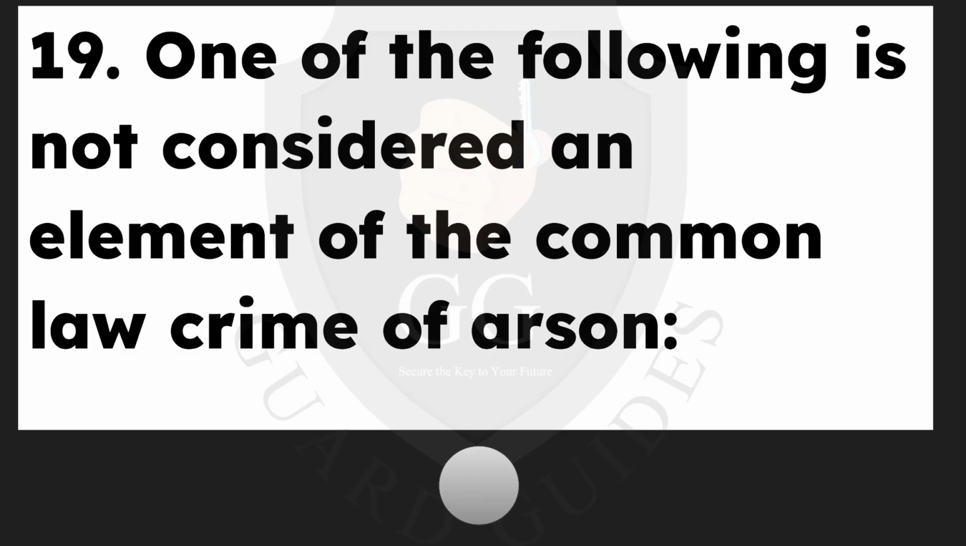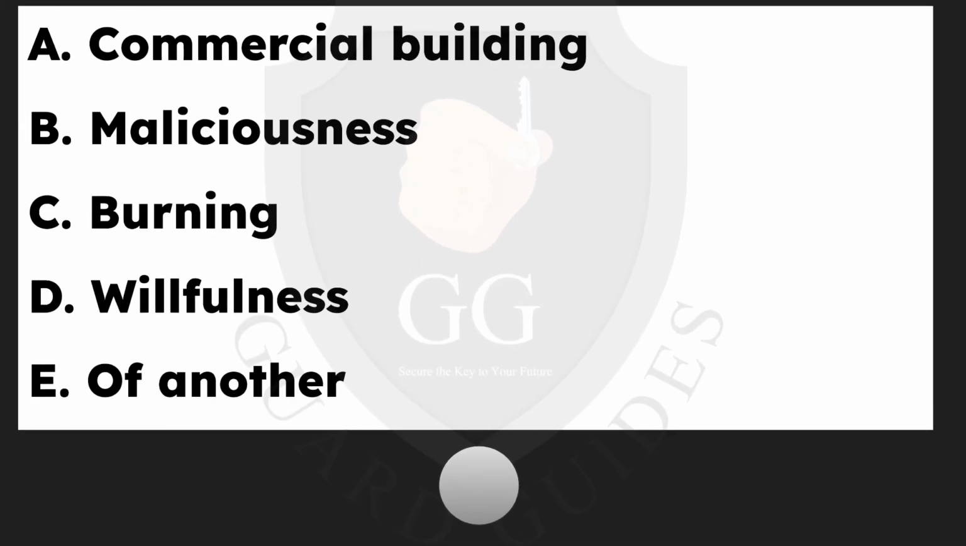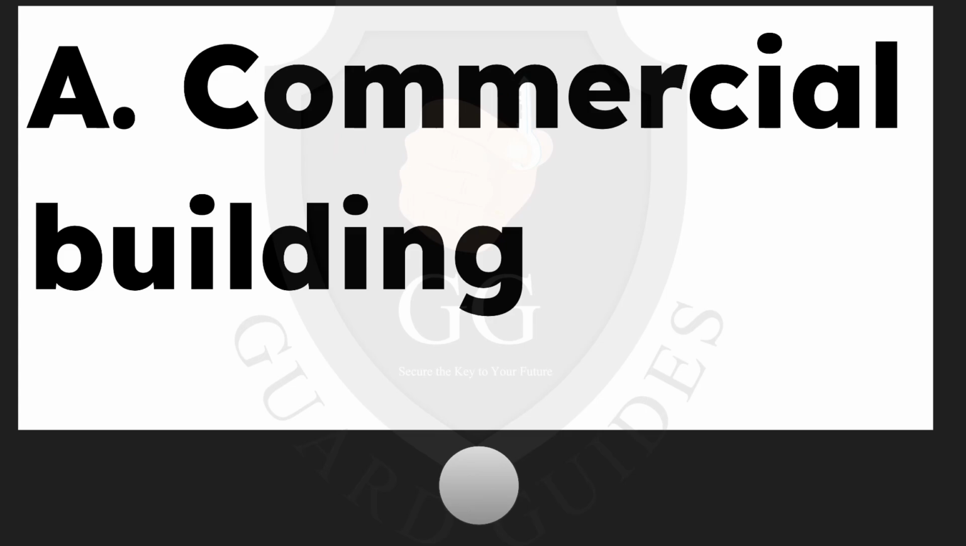Number 19. One of the following is not considered an element of the common law crime of arson. A, commercial building, B, maliciousness, C, burning, D, willfulness, E, of another. The answer is A, commercial building.